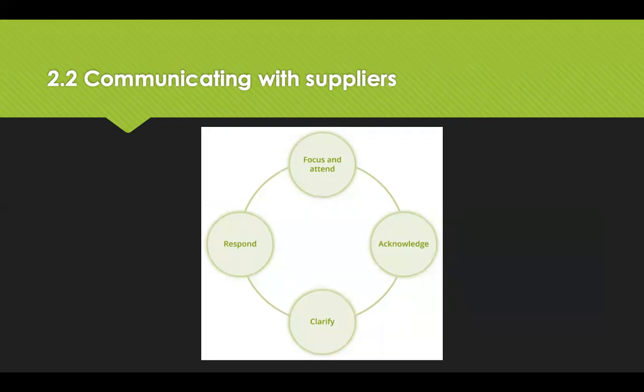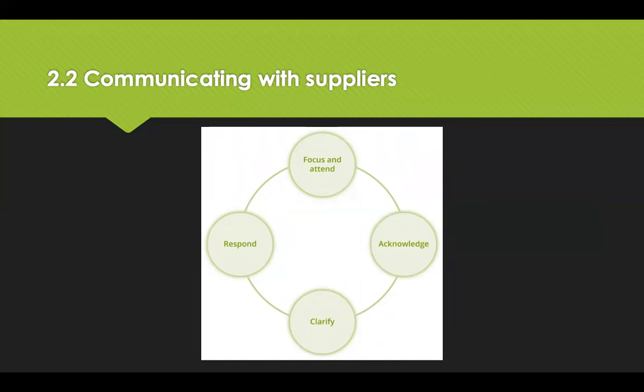Now, when communicating with suppliers in general, you might be negotiating or providing feedback, but you need to use an effective communication model. So the first thing you should do is focus and attend. So listen to what the supplier's representative is saying, but also consider their body language and eye contact. Ensure they're also listening to you and talking in specific points you raise or feedback you supply.